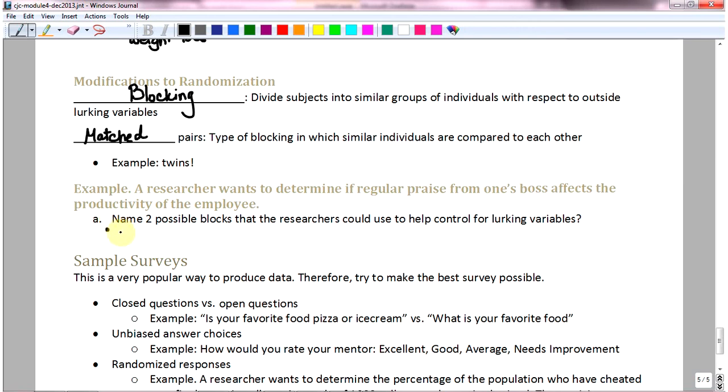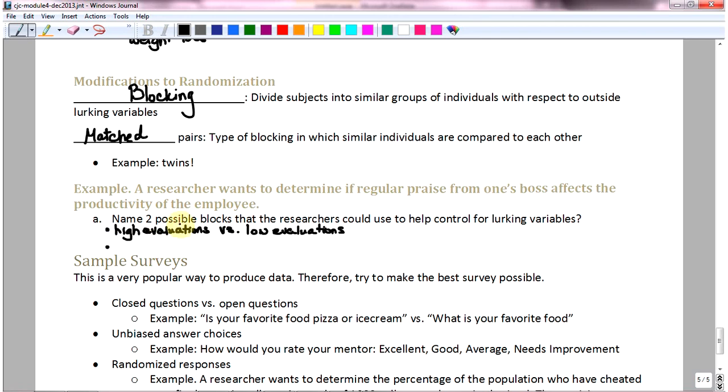Okay, so one block that could be used is the achievement of the employee. So you might have a group of high achievers and a group of low achievers, and that could be based on their evaluation. So let's say those with high evaluations, and that would have to be quantified somehow, versus employees that had low evaluations. So within those blocks, we will want to see if praise from the boss would affect their productivity.